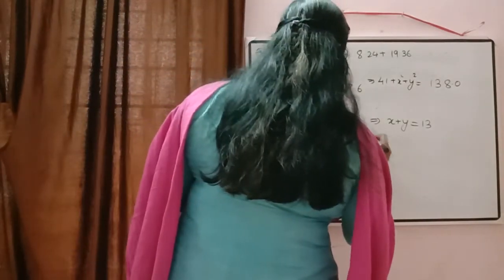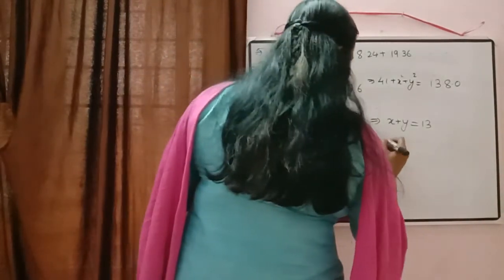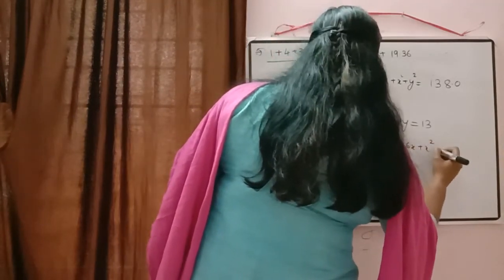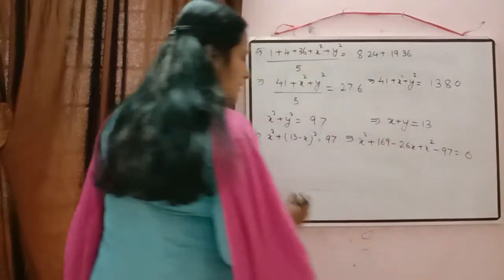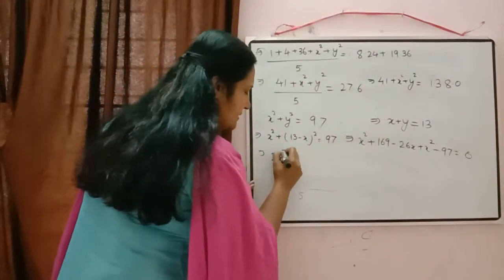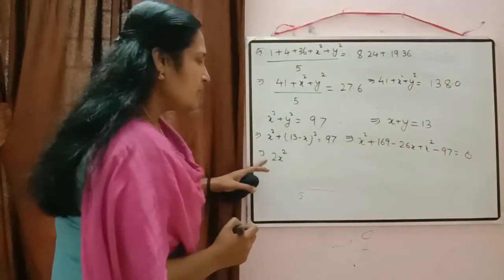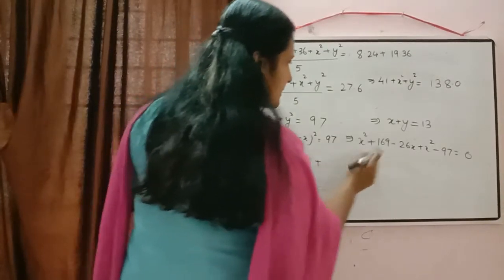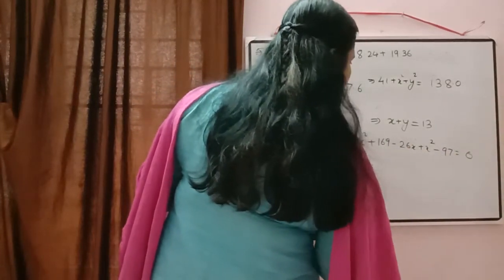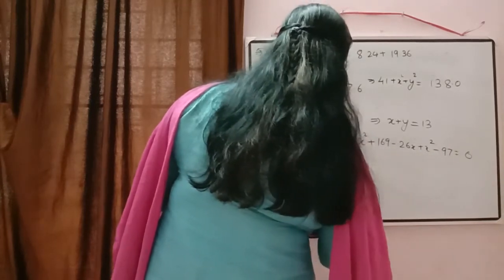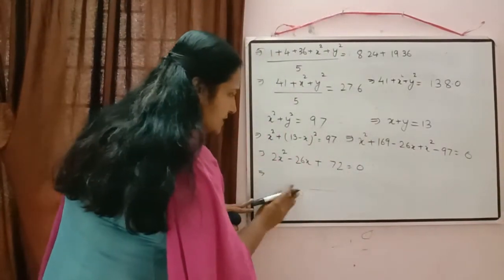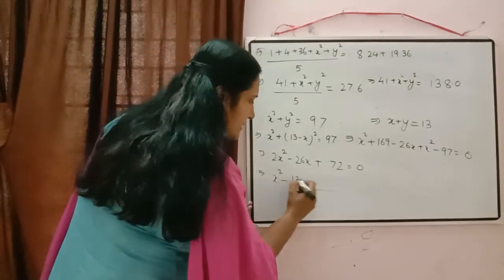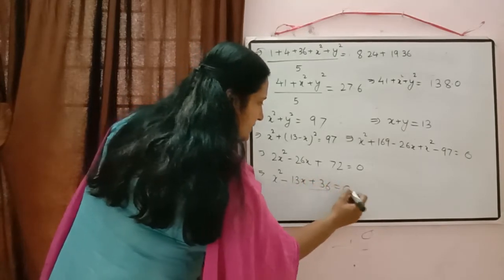Now we will expand the term, then we will get x square plus 169 minus 26x plus x square minus 97 is equal to 0. Since we are getting a quadratic equation, we shifted all the expression to one side. So x square plus x square, 2x square minus 26x plus 169 minus 97, that is 72, is equal to 0. All the expressions are divisible by 2. So we can cancel it by 2, then we will get x square minus 13x plus 36 is equal to 0.